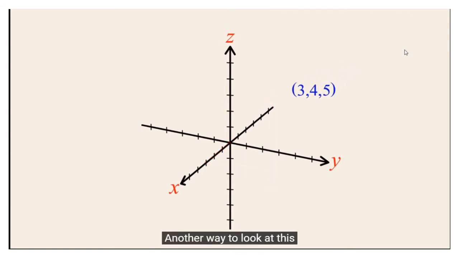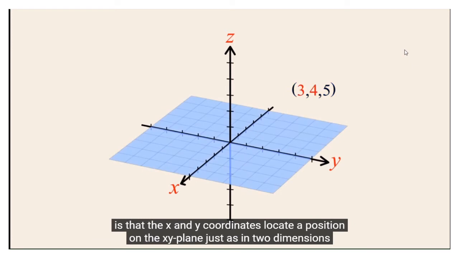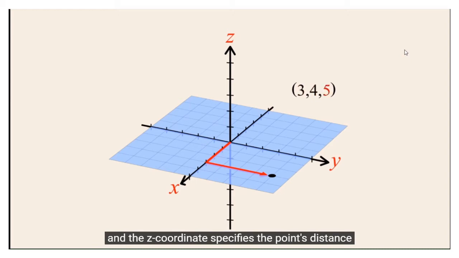Another way to look at this is that the x and y coordinates locate a position on the xy plane just as in 2 dimensions, and the z coordinate specifies the point's distance above or below that position on the plane.